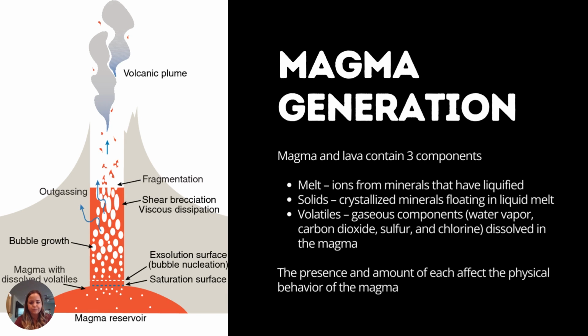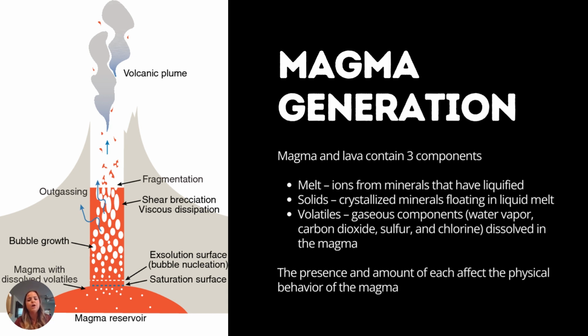All right, so magma and lava contain three basic components: melts, solids, and volatiles. The melts are the ions from the minerals that have liquefied, so it's all of the liquid minerals. The solids are any minerals that have started to crystallize and are just floating around, like in your porphyritic texture. Those are the crystals floating around in that liquid melt, that magma or lava, at whatever point it is in its journey. And those are all crystallized minerals.